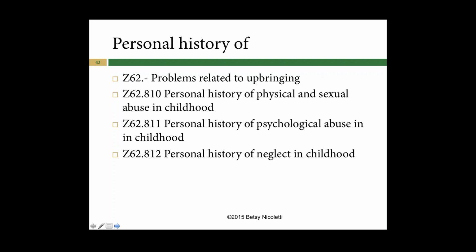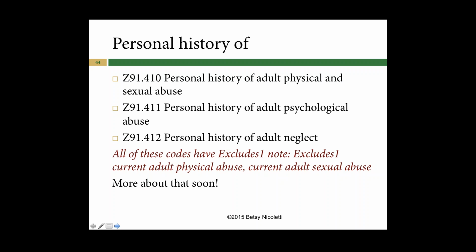Personal history of problems related to upbringing, abuse or neglect for a child are in this series of codes in the Z62.810, 811, 812, or adult history, personal history of adult physical and sexual abuse or neglect are in this series as well. And all of these codes have an excludes one note, which we're going to talk about in a minute. So if the patient has current adult physical abuse, current adult sexual abuse, or if we go back to the previous slide, current child sexual abuse, then we don't code a personal history of, we code the current code.